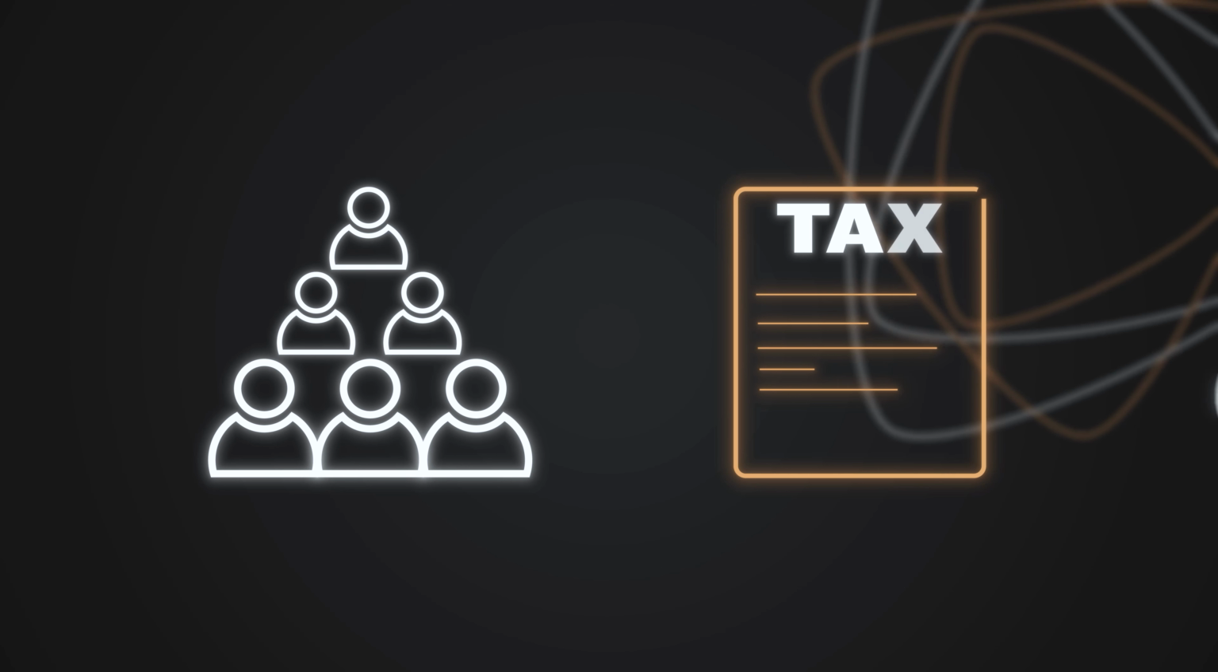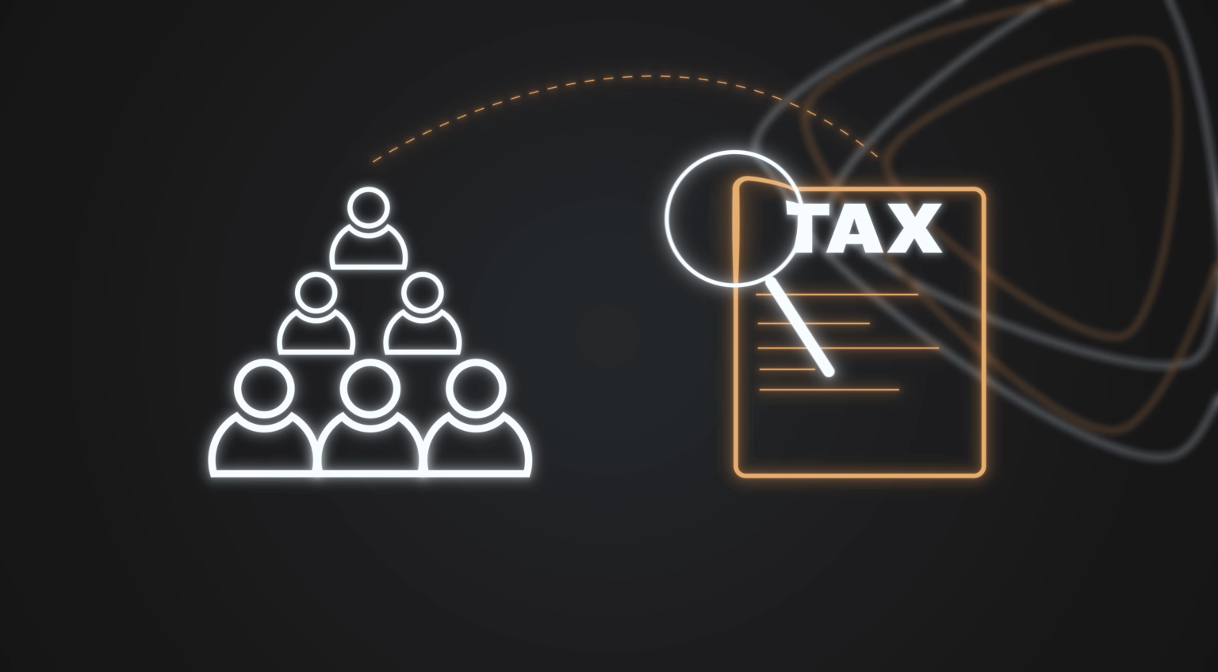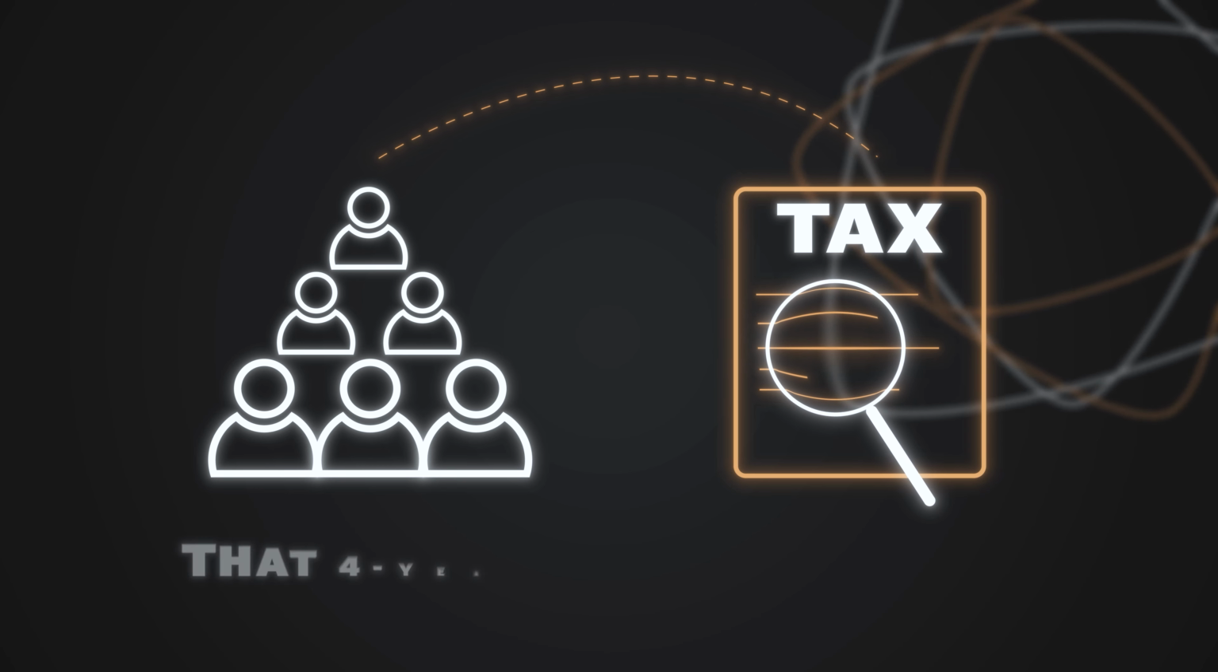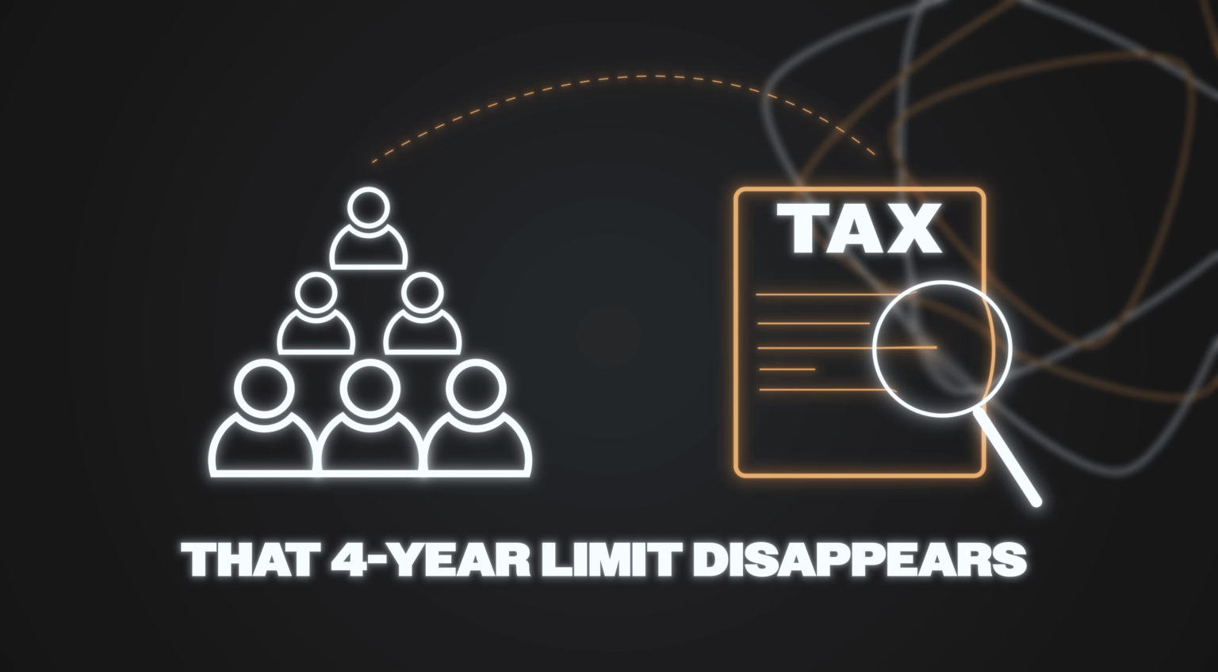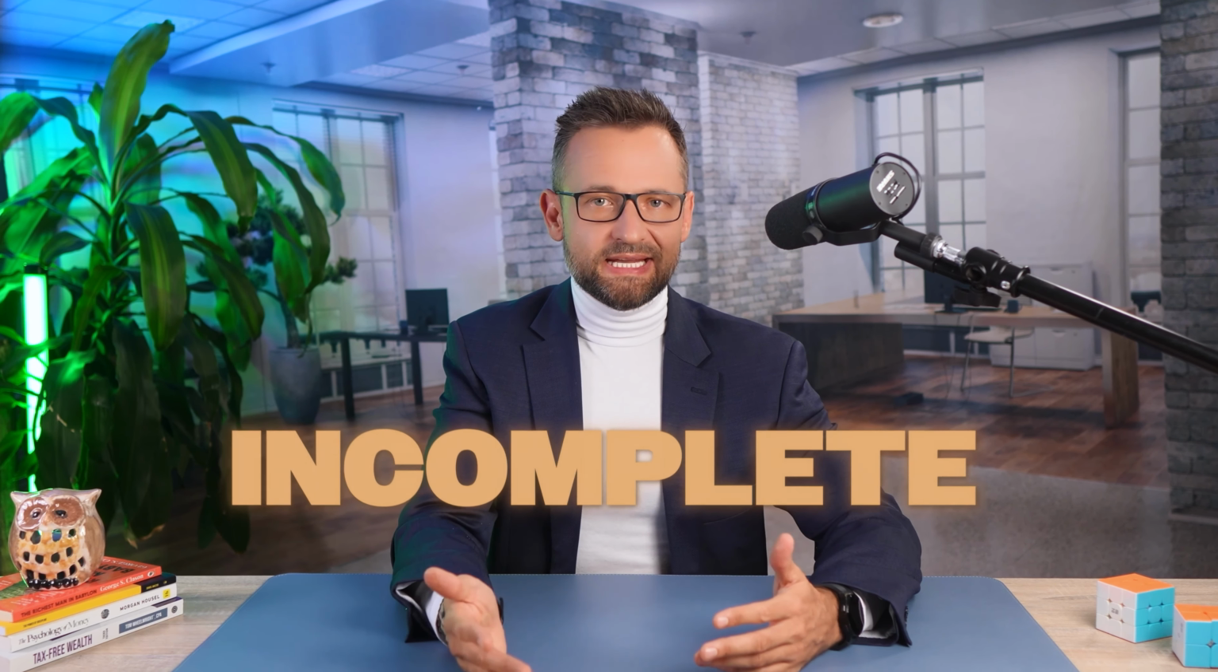CRA can audit up to 4 years back from your last assessment. But if they find misrepresentations due to neglect, carelessness, willful default, or fraud, that 4-year limit disappears. If your records are incomplete, CRA might extrapolate results from a small sample to your entire filing period. That rarely ends well for the business owner.